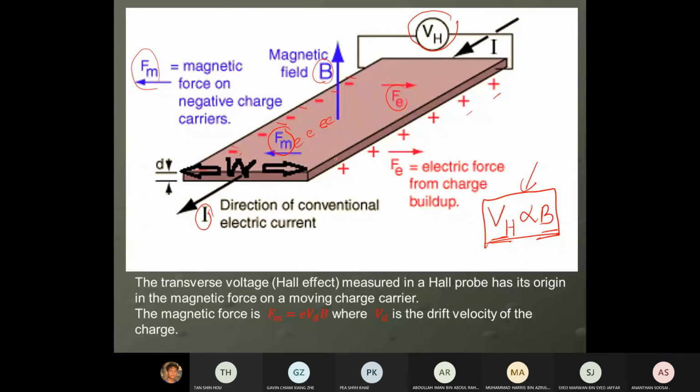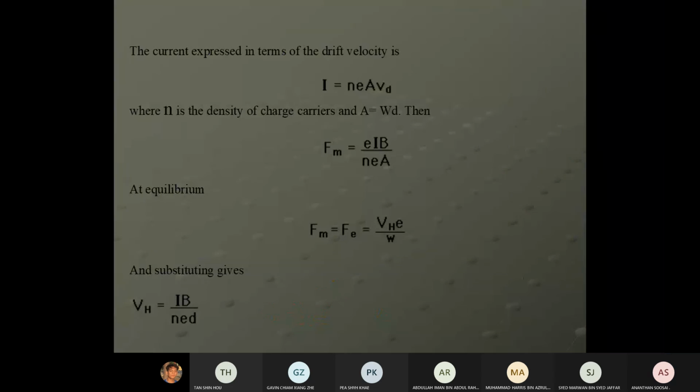Now this slice, the thickness is small d. The width of the slice is W. Now go for the description. The transverse voltage, Hall voltage, is measured across the probe in the magnetic field as it moves a charge carrier. The magnetic force we know is BQV, where Q is the charge and V is the speed, which we call the drift velocity, VD, the drift to the side. So this is the route to get it.